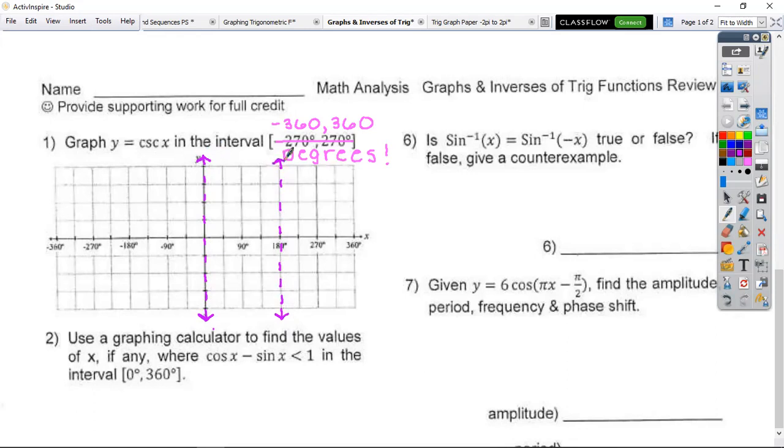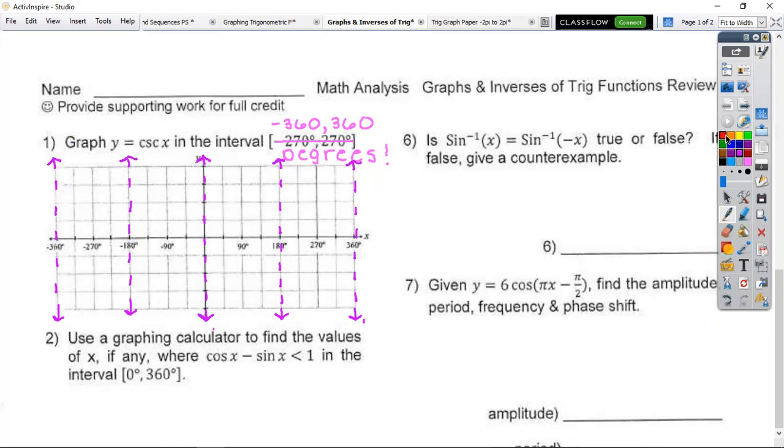And then I'm going to go this way. And back the other way as well. I'm going to go -180. And -360. Okay, so I'm going to switch colors and create my graph.